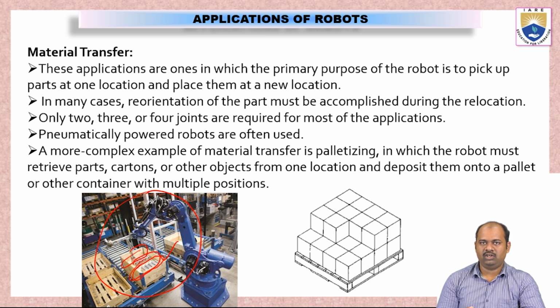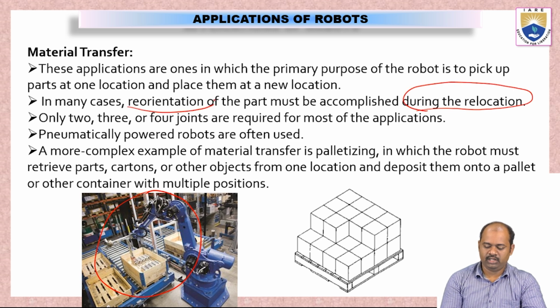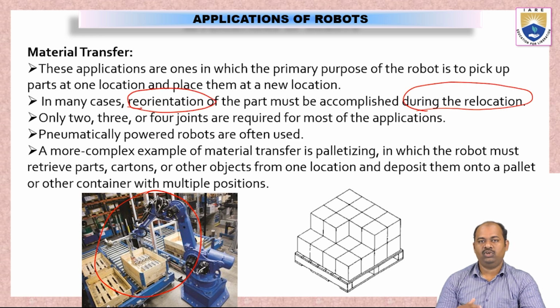The robot is completely automated. It can automate the filling of the box, and it will also pack the box as required. In many cases, reorientation of the part is accomplished during the relocation. Here, the robot does the reorientation while placing the items in the box.